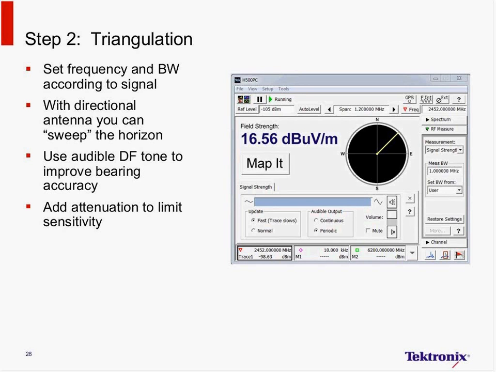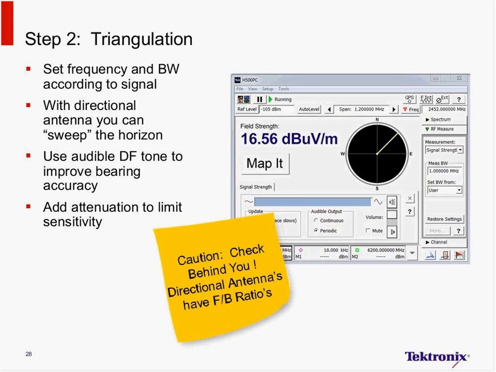Don't worry about your spectrum analyzer too much. Spectrum analyzers have a great amount of sensitivity, more often more sensitivity than we actually need. And as we get closer and closer to the emitter, by adding in attenuation, we're going to minimize the effects of other RF clutter that's around us. And again, don't forget to check behind you. Antennas have front-to-back ratios.